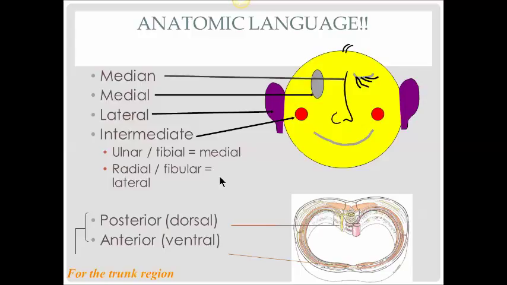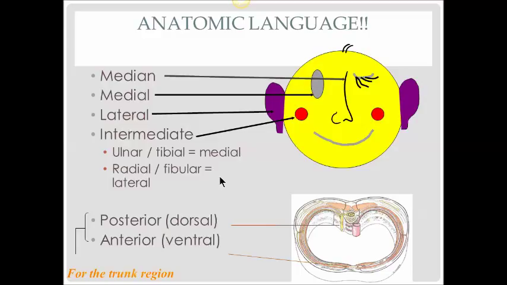Then we have two terms called posterior and anterior. Posterior, for the most part, is synonymous with the word dorsal. Anterior is synonymous with the word ventral. Especially for the trunk region, I'll tell you where there is an exception. But let's look at what these terms mean.